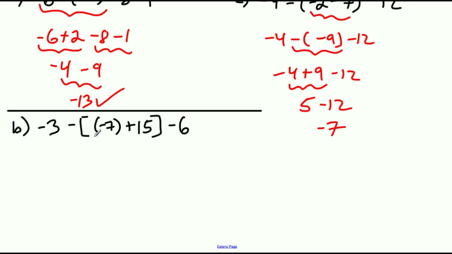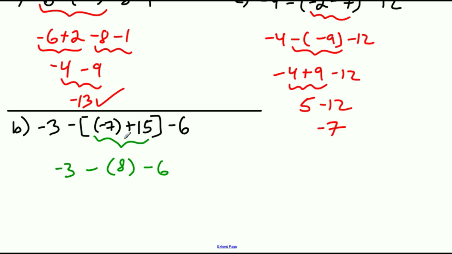So let's just do what's inside of our brackets right here. So we're going to do negative 7 and 15, so we'll have 8 right here. And so you can either put parentheses or brackets. I'm just going to use parentheses, and then we get minus 6. Okay, so all I did right here was I did 15 minus 7, which is 8.